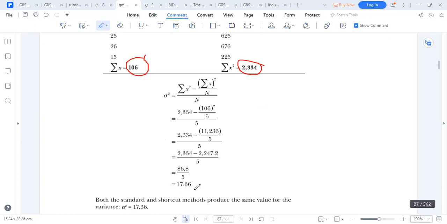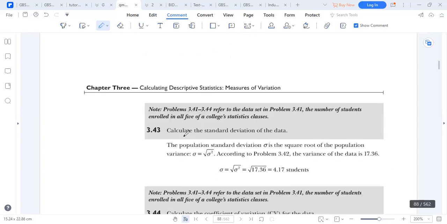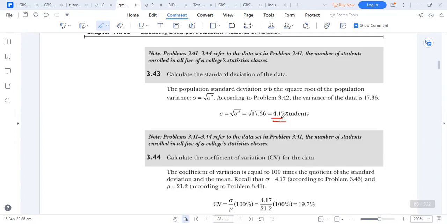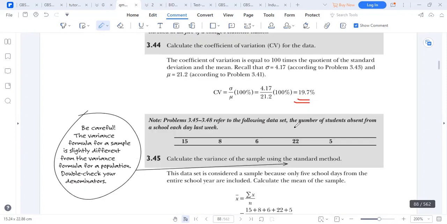So the answer you get is 17.36, which is the same answer. When you square root that, we get our standard deviation. So this is how we calculate these. All right, so the standard deviation is when you square root this to get our population standard deviation. To get our coefficient of variation, we simply divide our standard deviation over mean times 100, which is 19.7. So this is how it goes.